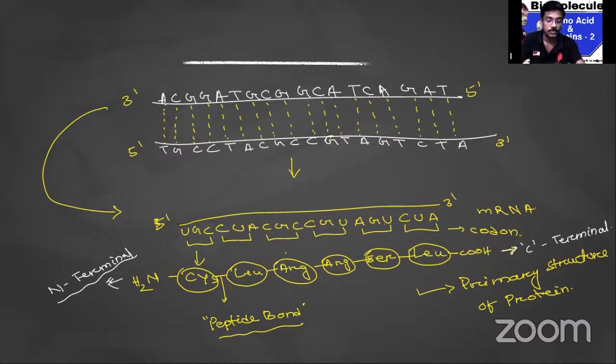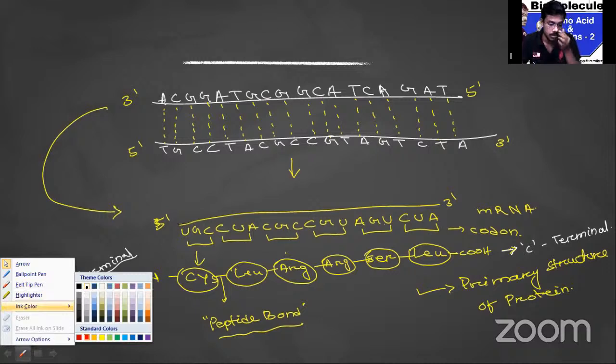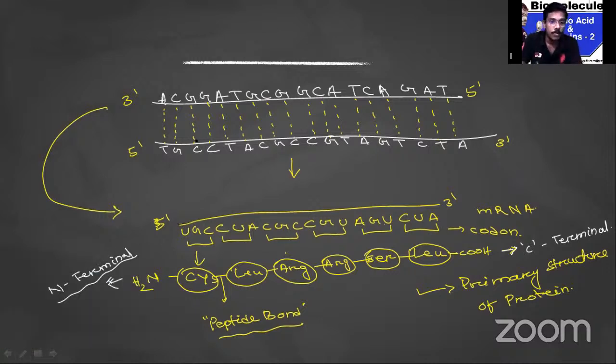How is this protein actually formed? Let me show the mechanism, or general things about the protein. How is this protein formed? As you know, this is the DNA. The DNA makes the RNA, and that RNA ultimately gives rise to the protein. So this is the general process.